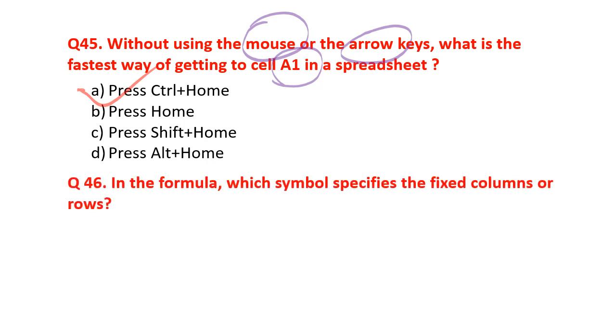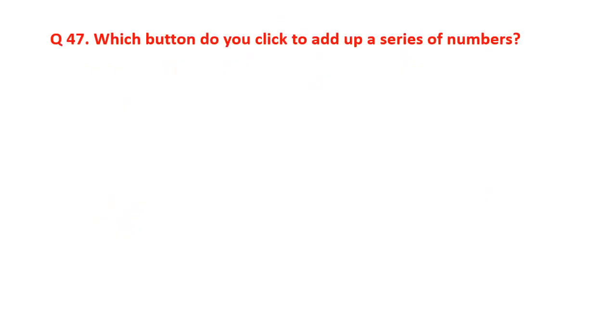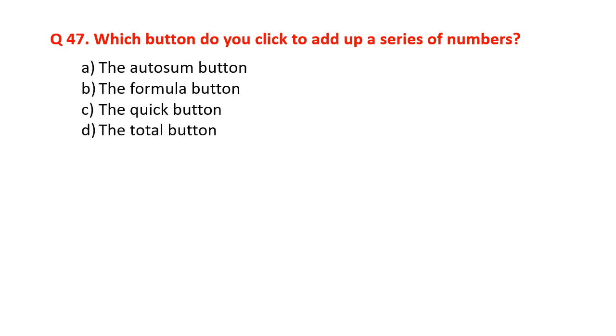In the formula, which symbol specifies the fixed columns or rows? So option A is the right answer. This symbol specifies the fixed columns or rows. Next question. Question number 47. Which button do you click to add up a series of numbers? The right answer is option A, auto sum button. Next question.